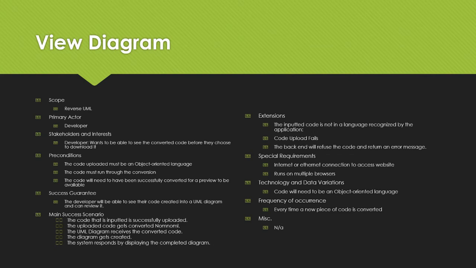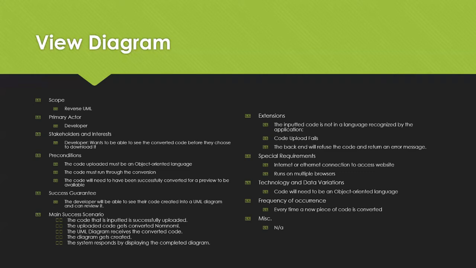Preconditions: the code uploaded must be from an object-oriented programming language. The code must run through the conversion, and the code will need to have successfully been converted for a preview to be available. The success guarantee is the developer will be able to see their code created into a UML diagram and review it. So the main success scenario is the code is inputted successfully and uploaded.